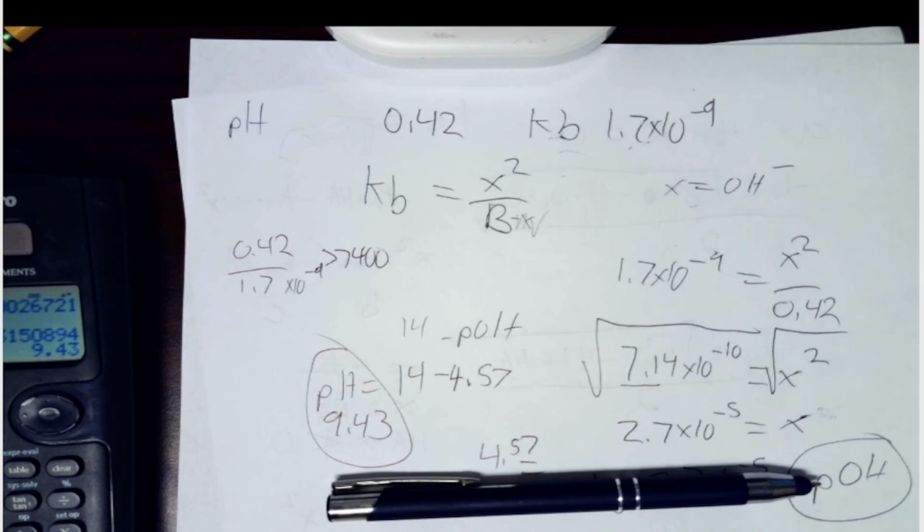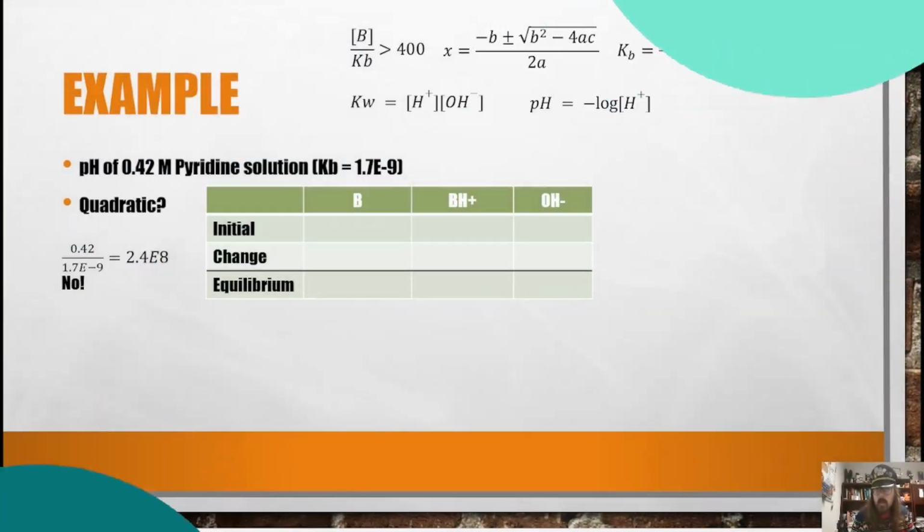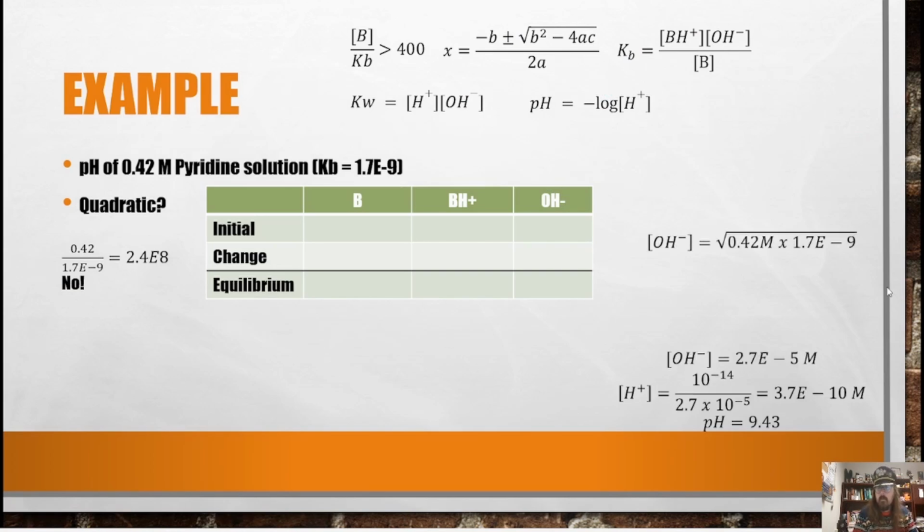So, with that in mind, let's get back. And that's what we're going to see. 9.43. Remember, a base should have a pH greater than 7.